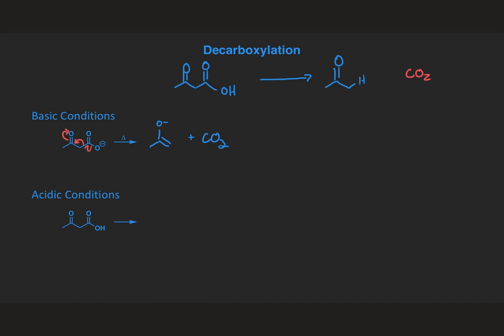This enolate in a second step can then get protonated to, in this case, form a ketone. And we have lost carbon dioxide in the process.